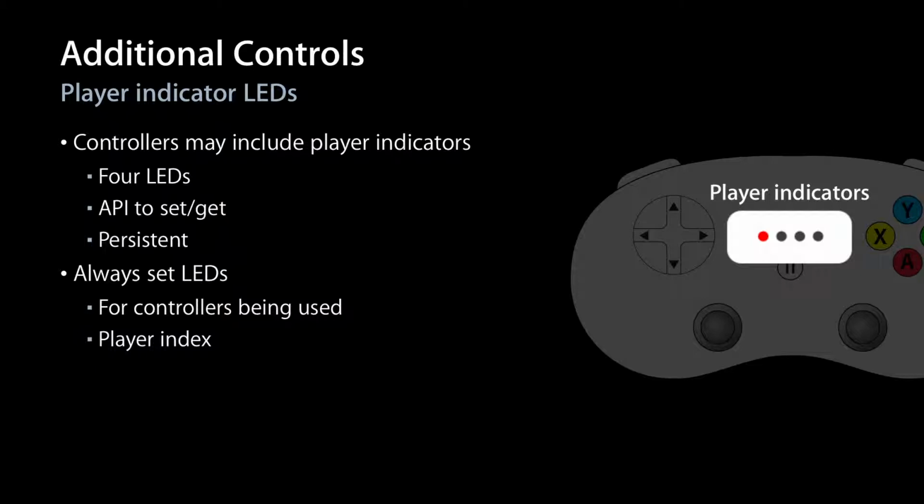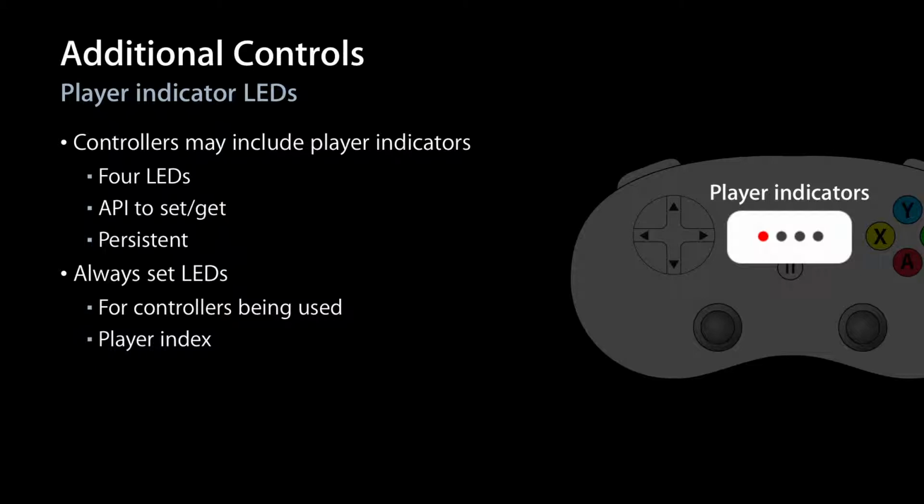The other one is the player indicators. On extended controllers, these are mandatory, and on standard, they're optional. I'm sure you can all see up here, there are 4 little lights on the face of the controller that show the player index. We provide you with an API to get and set those lights, and they'll be persistent for your game. We recommend that you set them, for one thing so that the user immediately knows that your game is recognizing the controller and the control input is going to be moved over onto the physical controller.